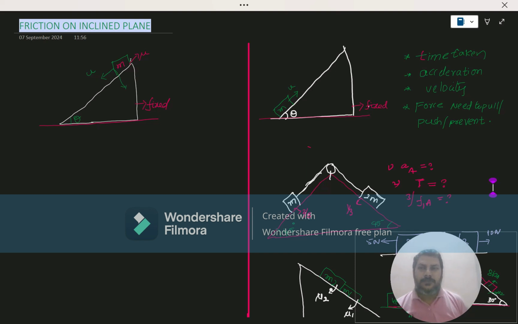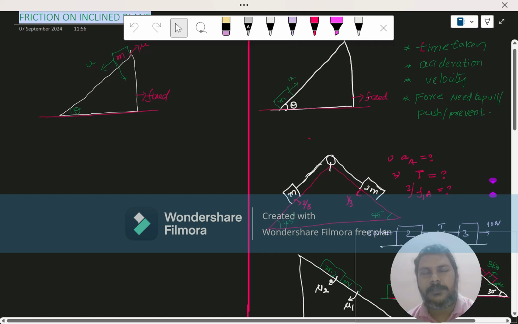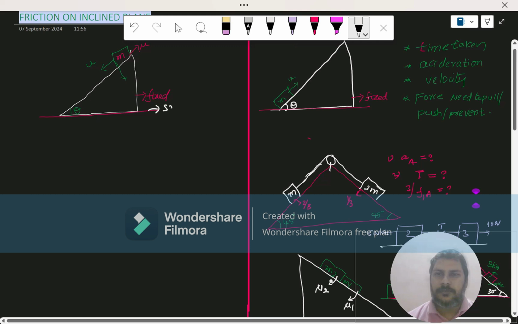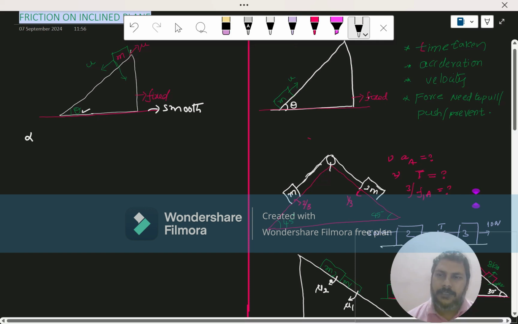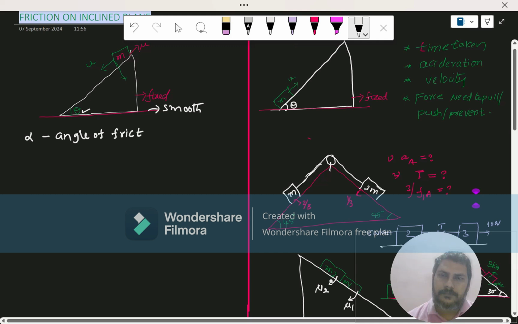So now, friction on an inclined plane. Consider an inclined plane, fixed and smooth too. This is the angle of inclination, theta. If alpha is the angle of friction, and theta is equal to alpha, then theta is also called the angle of repose.